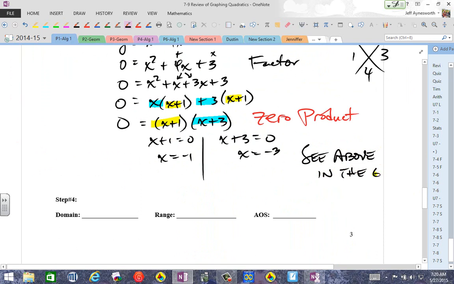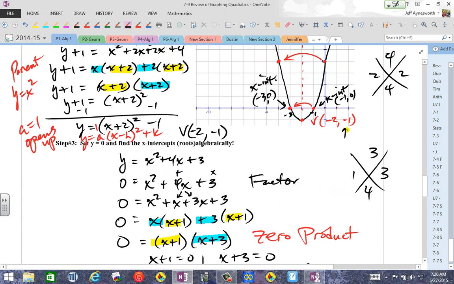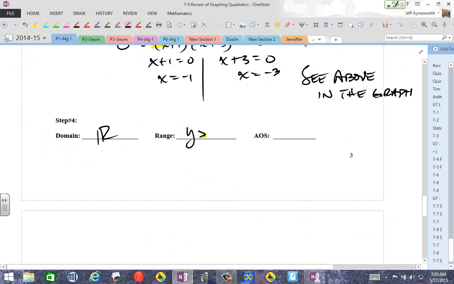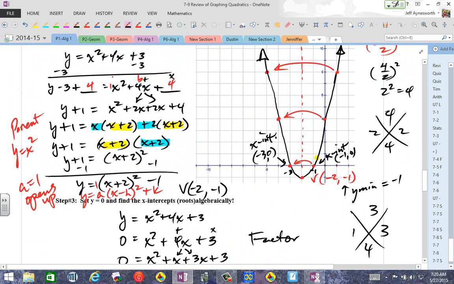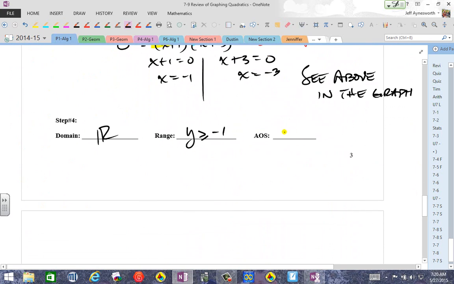Okay, the domain is the set of all reals. The range depends on this right here. It's a minimum, so y minimum is equal to -1. That tells me that all the other y values are greater than or equal to -1. The axis of symmetry goes through -2 right here, so x equals -2. And that's all there is to it, my friends.